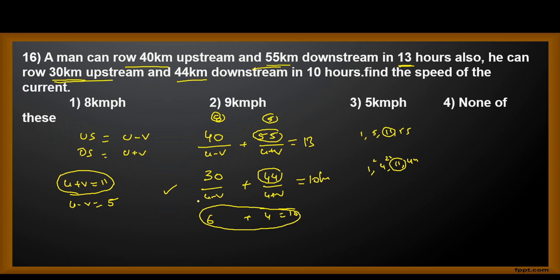Okay. Now what is the question he is asking us to find? He is asking us to find the speed of the current. I have to find the value of V. Subtract these two. What will you get? You will get 2V equals 6, which implies V is equal to 3. So the option is none of these.